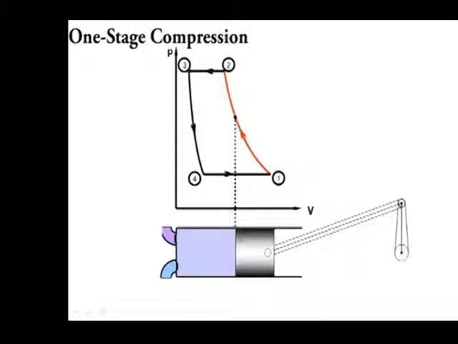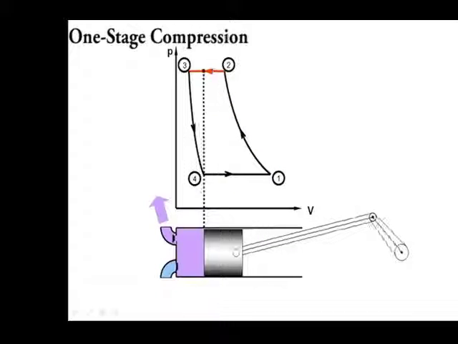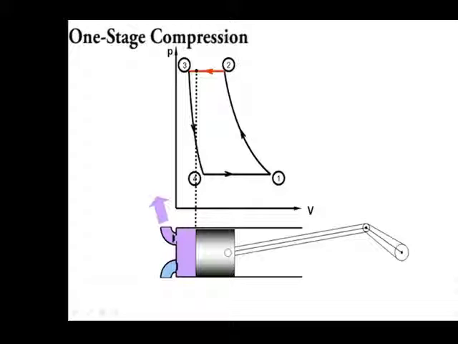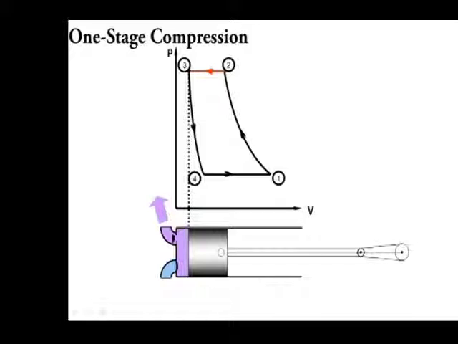Expulsion. Compression causes the pressure in the cylinder to increase until point 2, where the exhaust valve opens as the pressure equals or slightly exceeds the pressure set downstream of the compressor. The piston continues its motion, discharging air at constant pressure P2 and temperature T2 until it reaches top dead center at point 3.